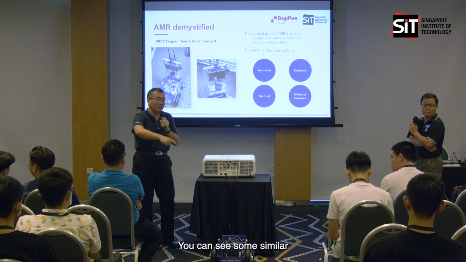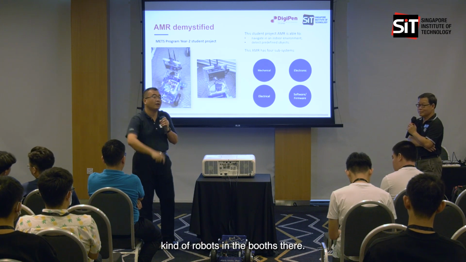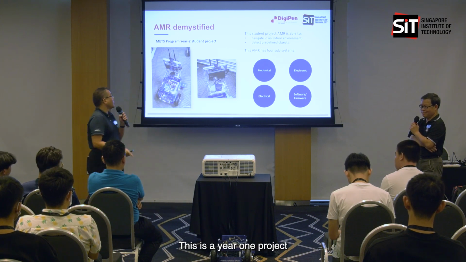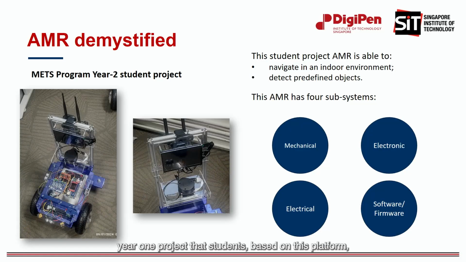You can see some similar kinds of robots in the booth in there. This is the year one project. Let's say next year students, based on this platform, continue to develop. Let's say they have something like this. This is the year two project. So in this kind of project, what are the learning outcomes? What kind of things can our students learn?